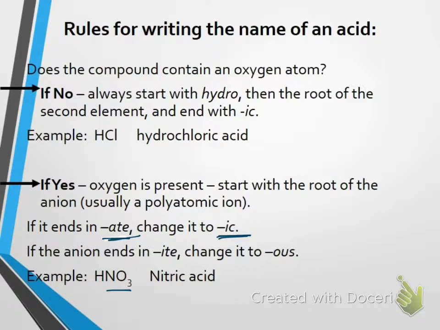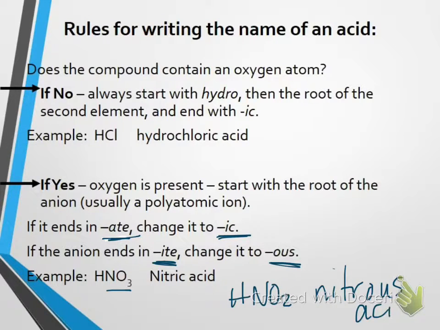If the ending of the anion ends in ite, it changes to ous. So if I had HNO2, that would be nitrous acid. And if you have your pink sheet, which you're going to need, so get that out in a second, I encourage you on the bottom to write ate to ic, ite to ous. So when you're naming these, you can see that and remember it. Ate to ic, ite to ous. These are rules you're just going to have to memorize.